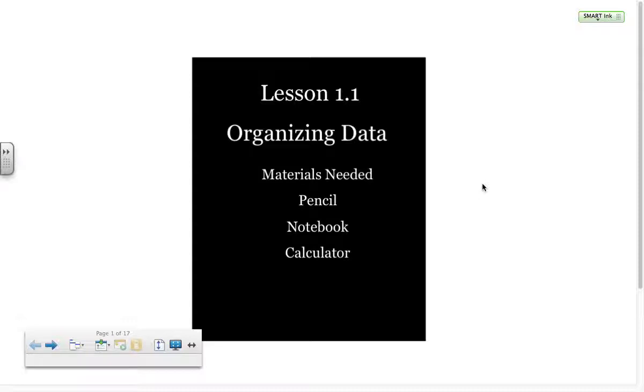Super important, materials needed: a pencil, a notebook, and a calculator. I don't have graphing calculator written on there yet, but you will need one. There will be lessons later this week that will specifically say graphing calculator. Please make sure that you get one.